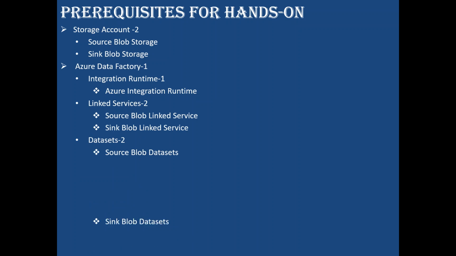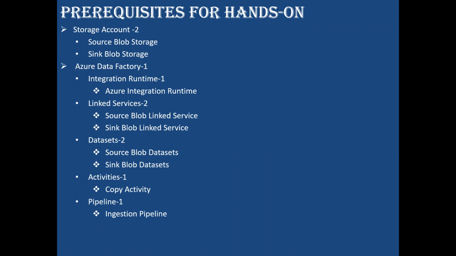Then I'll create two data sets. One is for source, another is for sink. Then I'll be using an activity called copy activity, one activity to copy data from Source Blob to Sink Blob. Then I'll be using one pipeline. The pipeline name is ingestion pipeline because I'm ingesting data from Source Blob to the Sink Blob.